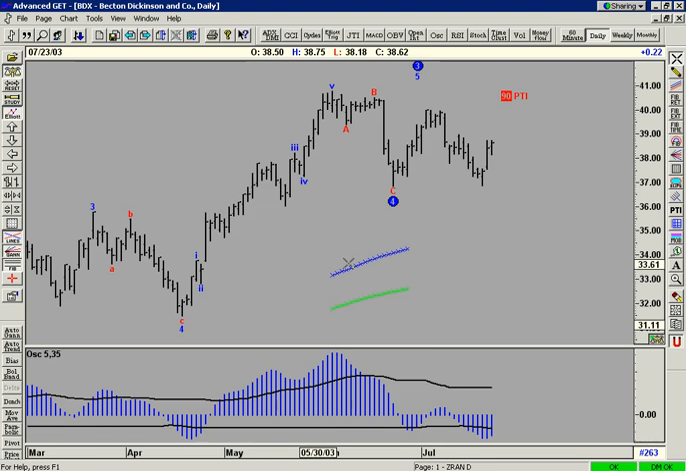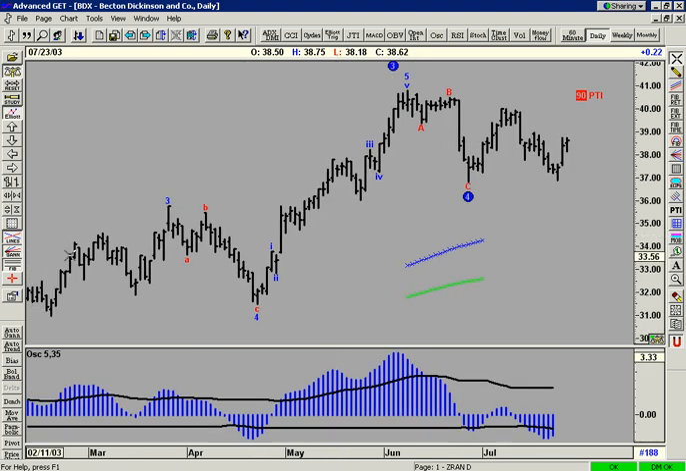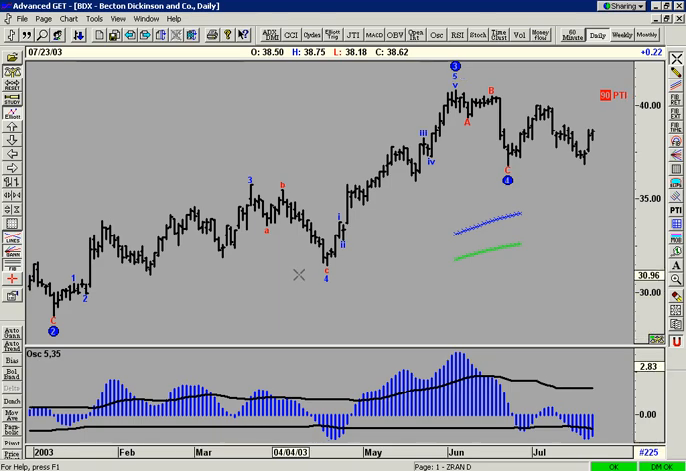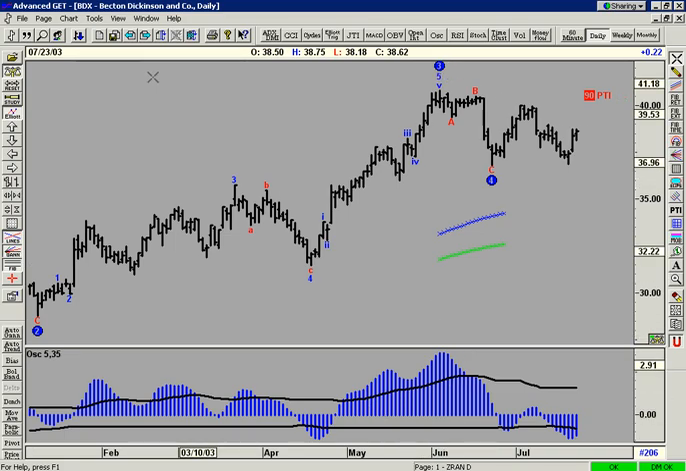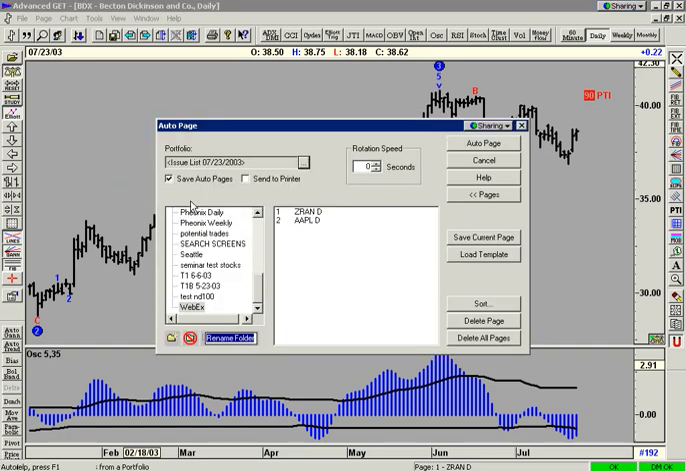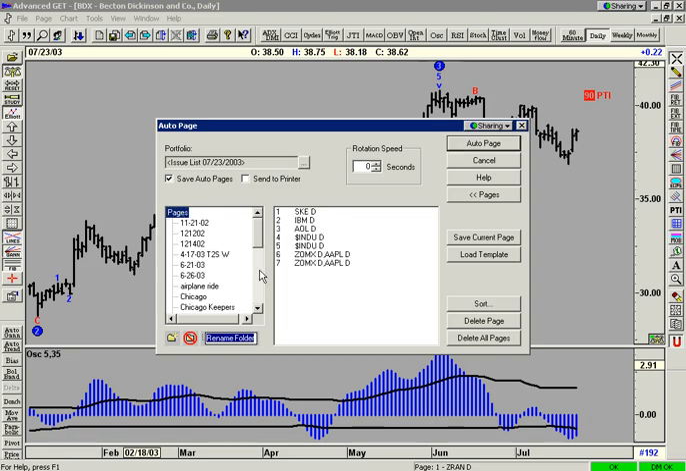What I need next is a chart that is set up how I like my charts to show up in Advanced Get. It has all the studies that I'm going to be using. The Elliott waves are turned on, and the 535 oscillator is turned on. And what I can do is go to Page and Auto Page. Now, I don't believe we've covered pages yet in any of these sessions. That's going to be something that I'm going to cover in session 4 on next Wednesday. I'll just go ahead and show you this, and if you'd like to refer back to it, you can.